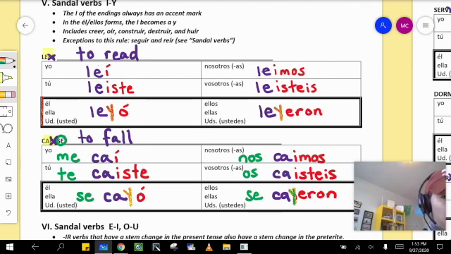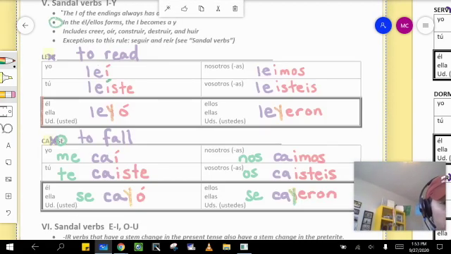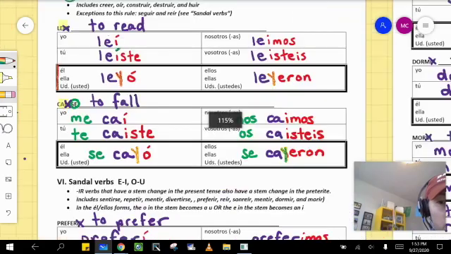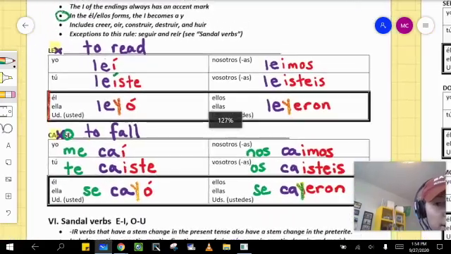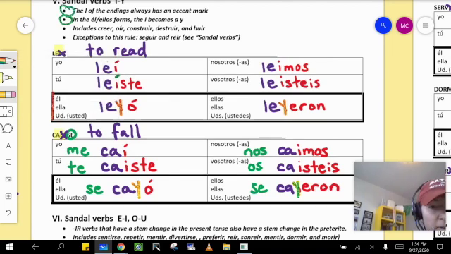That is this part. The other trick to this, because there are some rules about vowels when they're next to each other and accents in Spanish. The other thing that does happen with these is you're going to notice all of the I's have an accent mark. So leíste, leí, leímos, leístes. Caíste, caímos, caístes.